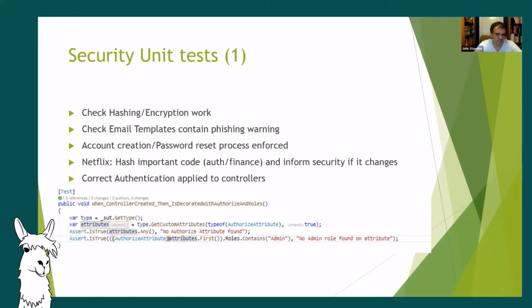Another thing you can do is check the correct authentication is applied to controllers. So this is the kind of unit test that does reflection over your controller and checks that there's an authorize attribute assigned to it. So obviously if it gets mistakenly removed, it'll start failing the unit test.